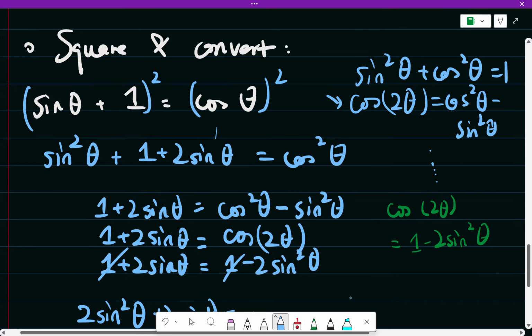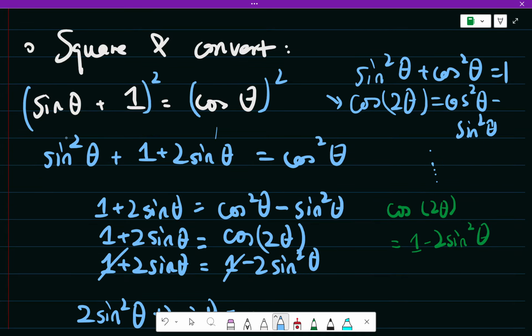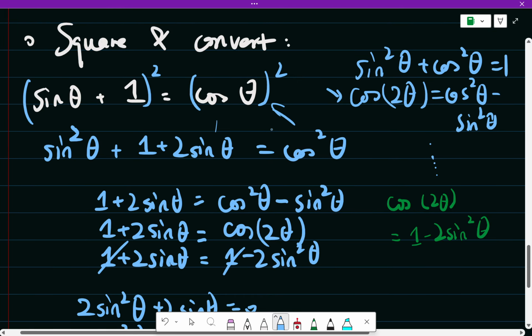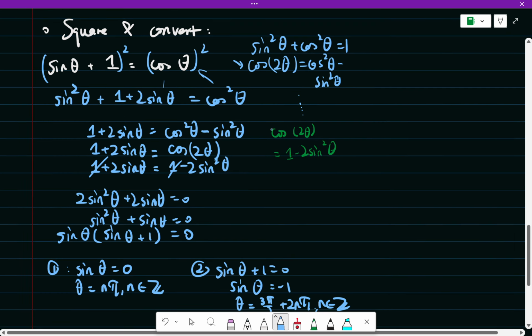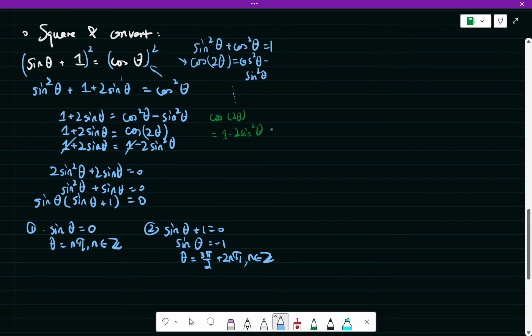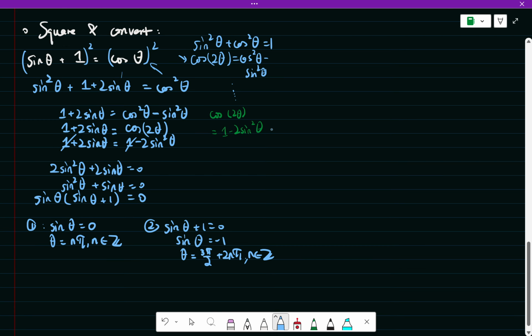And let's go back and check, are there any extraneous solutions, or are there any inherent restrictions in these equations? And it seems like there's no apparent restrictions in this case. So that's how we can figure out this equation using two identities and the strategy of square and then convert.